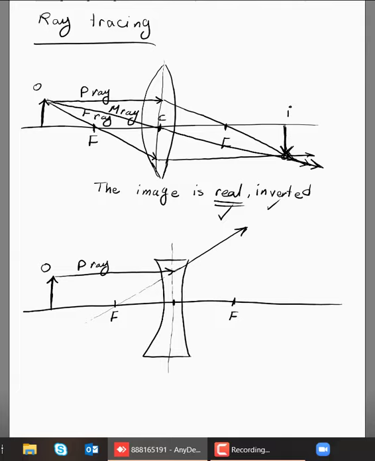Next one is the ray that passes through the middle, and that passes without any type of refraction or deflection. So if it passes this way, then it just continues this way, and this is my M ray.